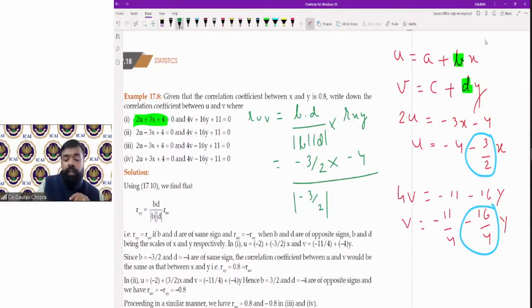3 by 2 में से sign remove हो जाएगा. And also minus 4 will normally become 4. Multiply by rxy, इसको correlation की value से multiply करना है, which is 0.8. Now you can see clearly that 3 by 2 will get cancelled, 4 and 4 will get cancelled.